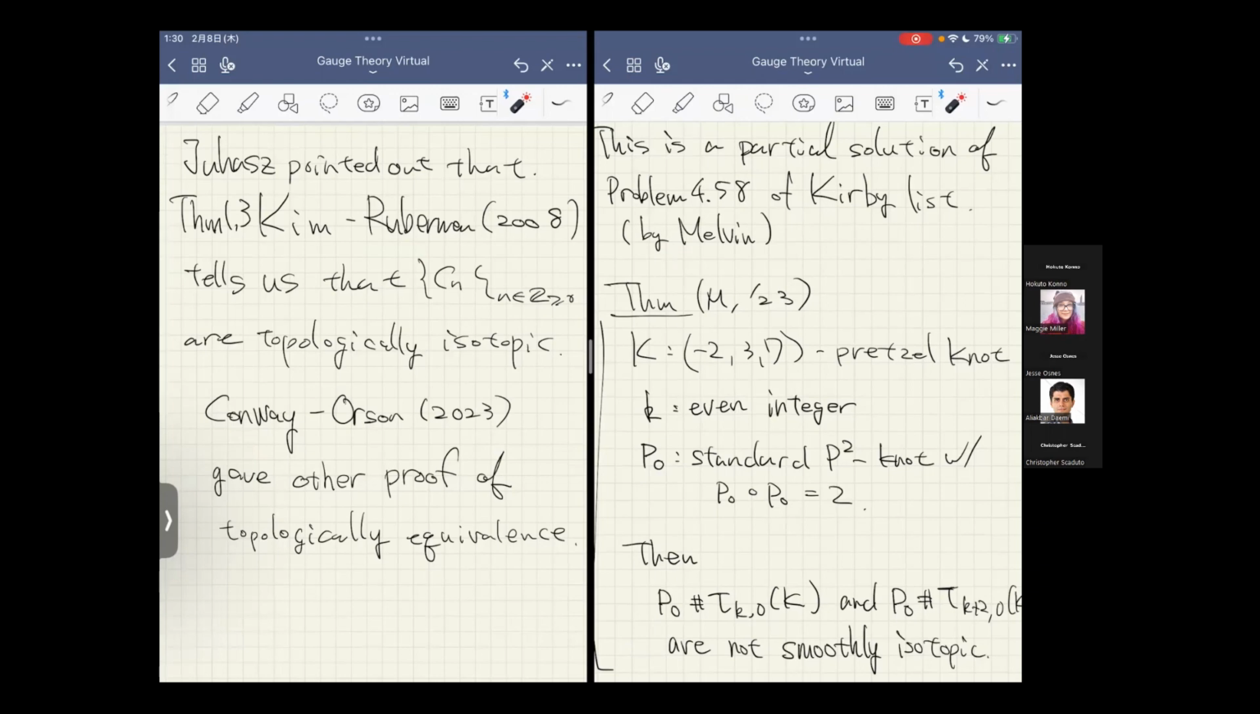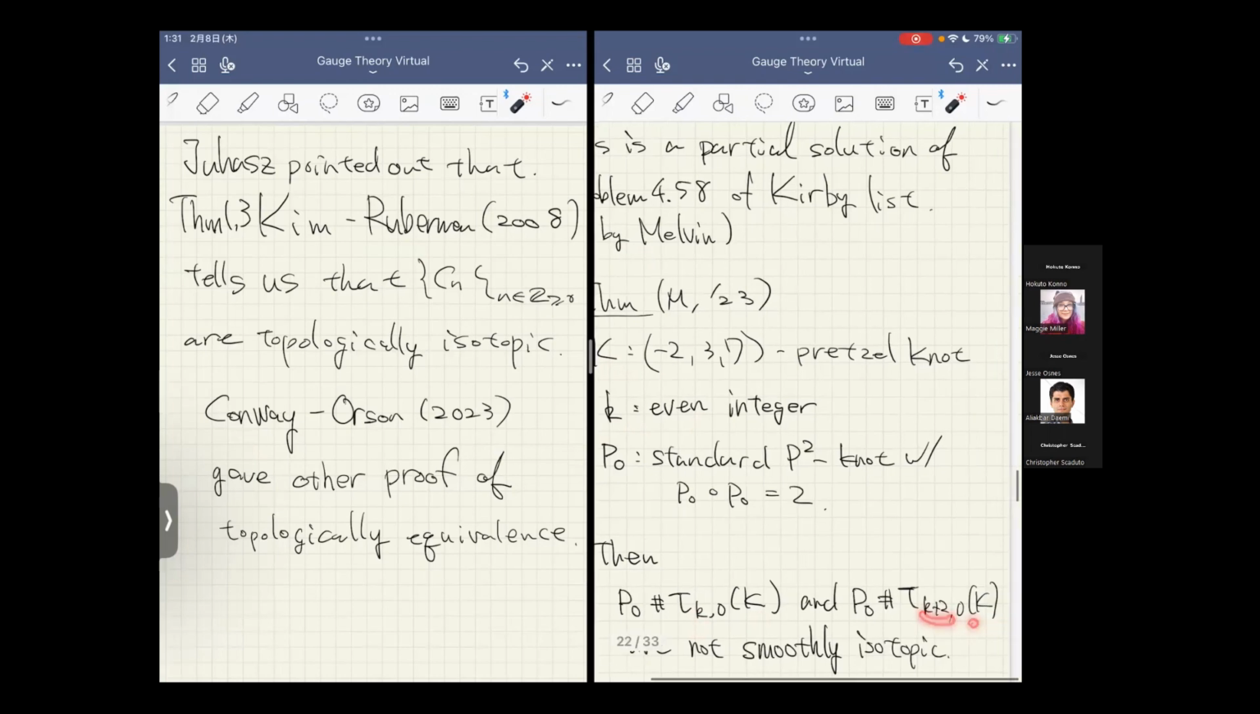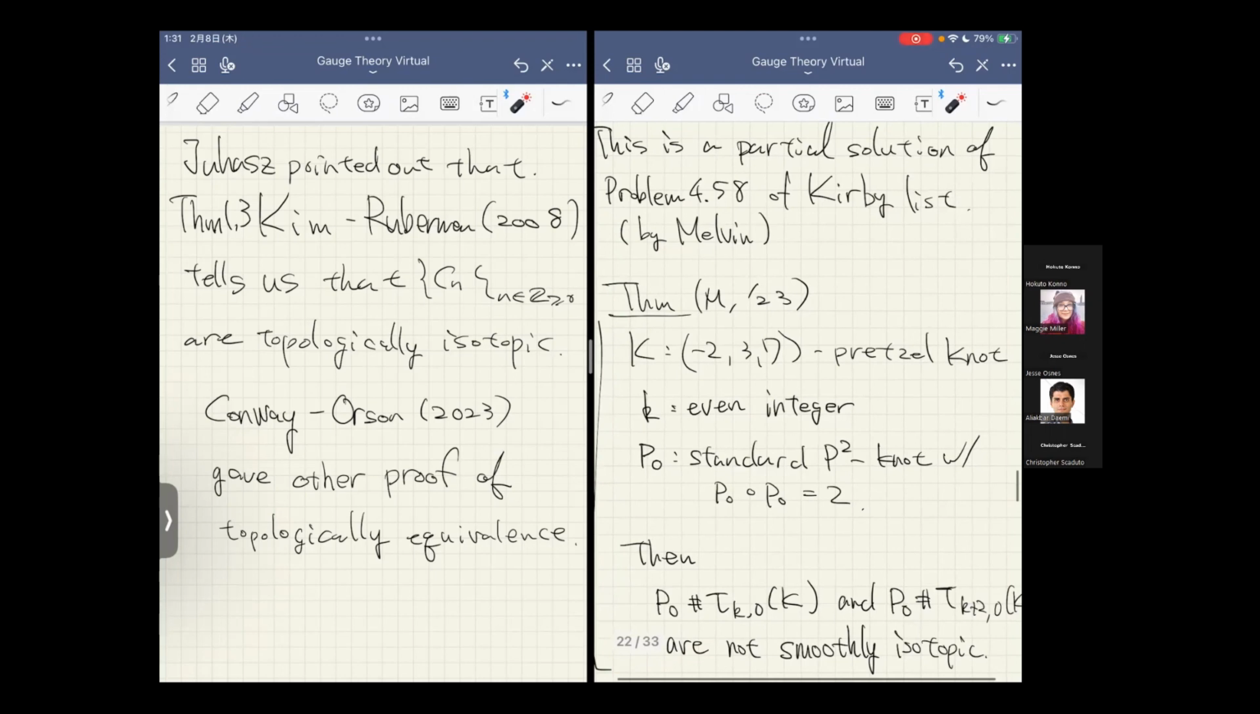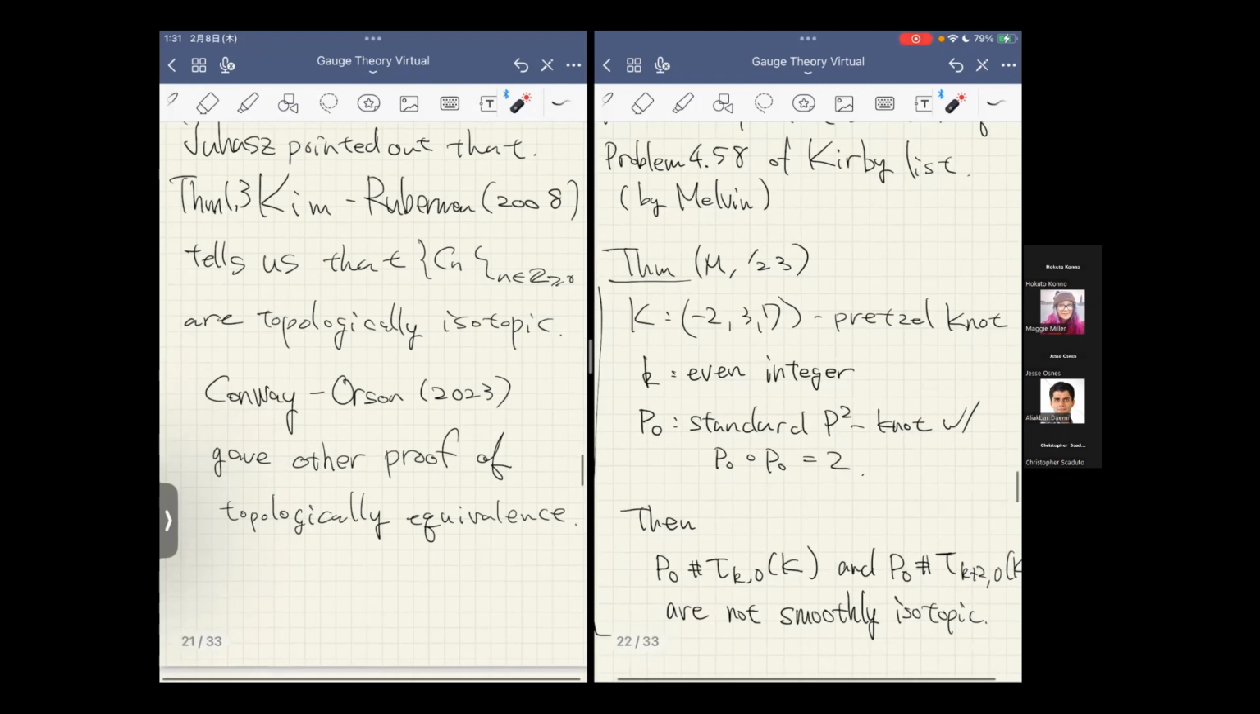Let K be the (-2,3,7) pretzel knot and k an even integer. Then the connected sum of P2 and the k-twist spun knot of K, and that of the (k+2)-twist spun knot of K, are not smoothly isotopic. So this is a corollary of our calculation of the invariant.